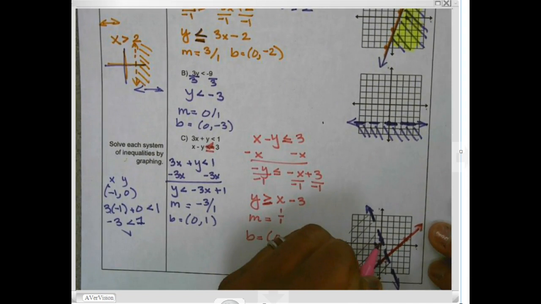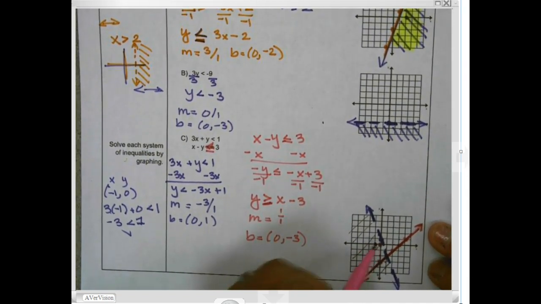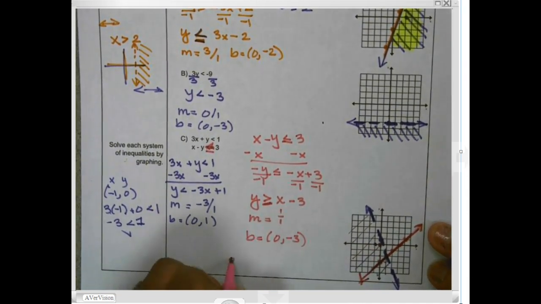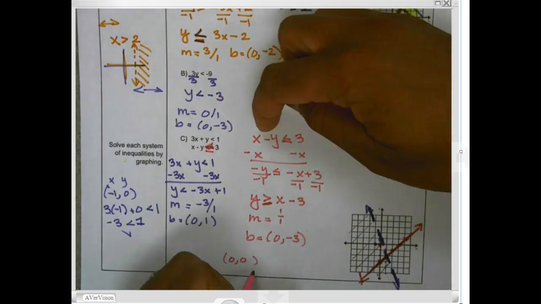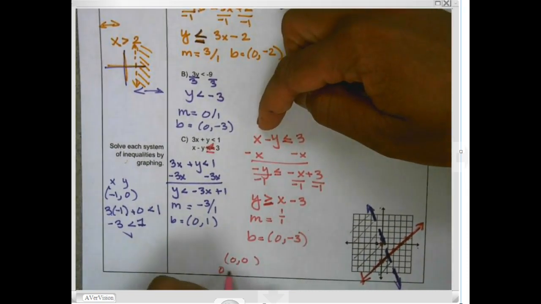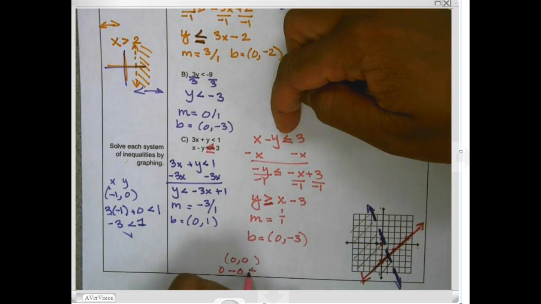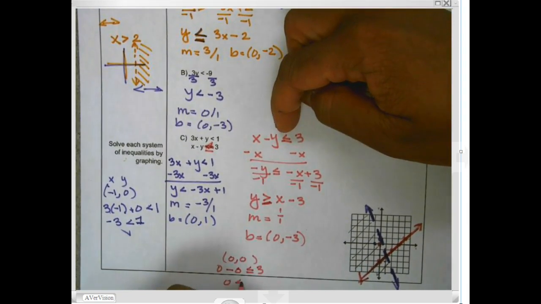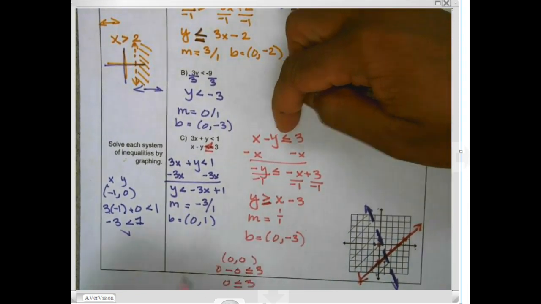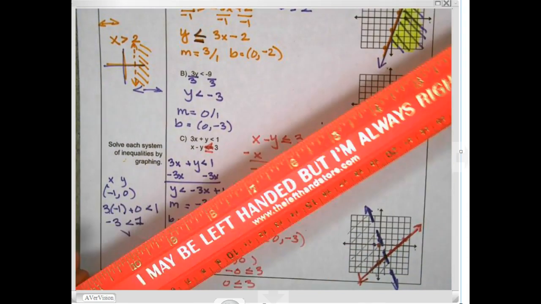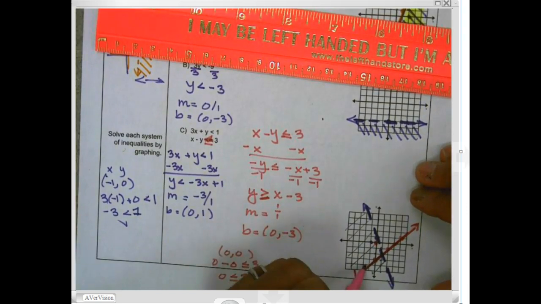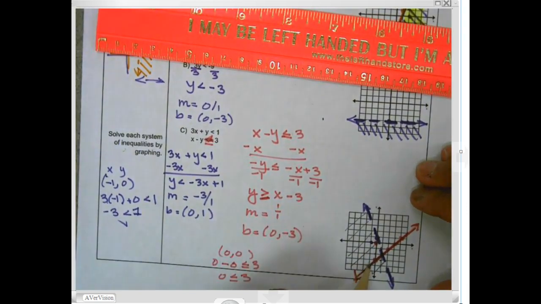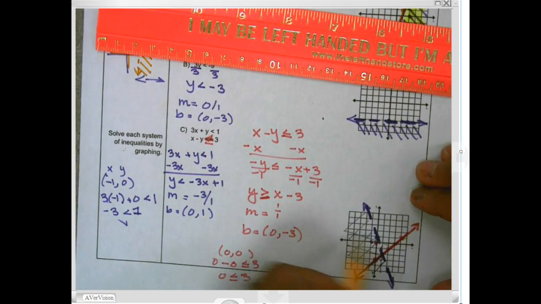But if I wanted to make sure, here's an easy point to test, 0, 0. So I'll go back to the original. 0 minus 0 less than or equal to 3. Is 0 less than or equal to 3? Yeah, it's just like the thing said. I'm always right. Just kidding. But yes, I am left-handed. So I will shade here.